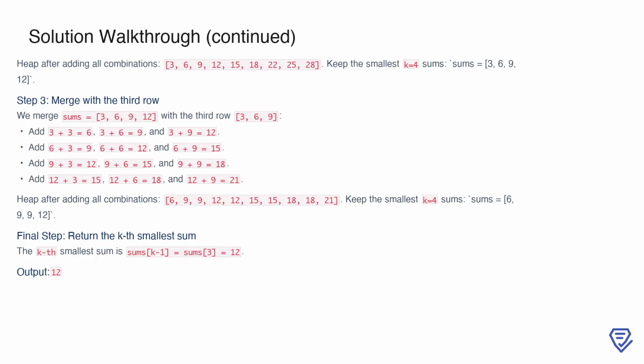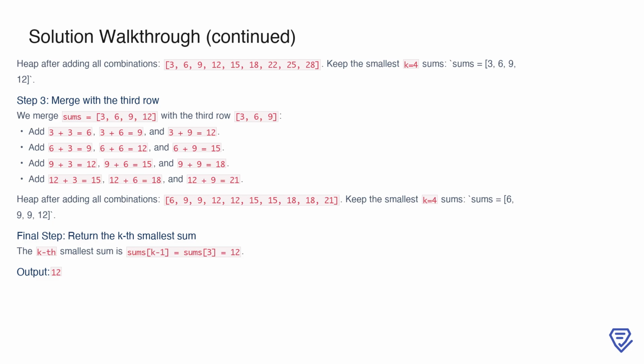Next, we merge these sums with the third row, 3, 6, 9. Again, we calculate all pairwise sums. For instance, we compute 3 plus 3 equals 6, 3 plus 6 equals 9, 3 plus 9 equals 12, 6 plus 3 equals 9, 6 plus 6 equals 12, 6 plus 9 equals 15, 9 plus 3 equals 12, 9 plus 6 equals 15, 9 plus 9 equals 18, 12 plus 3 equals 15, 12 plus 6 equals 18, and 12 plus 9 equals 21.